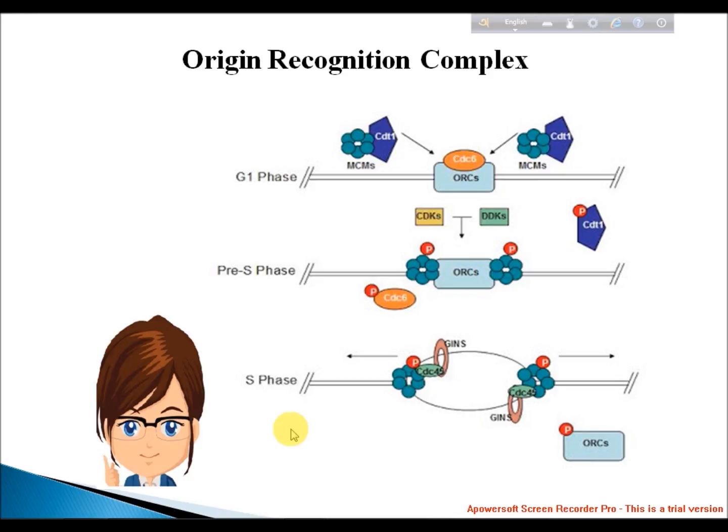When the ORC binds to DNA at replication origins, it then serves as a scaffold for the assembly of other key initiation factors of the pre-replicative complex, which include CDC6, CDT1 and mini-chromosome maintenance MCM 2 to 7 complex proteins. The pre-replicative complex assembly during the G1 stage of the cell cycle is required prior to the continuation of DNA replication during the S phase.